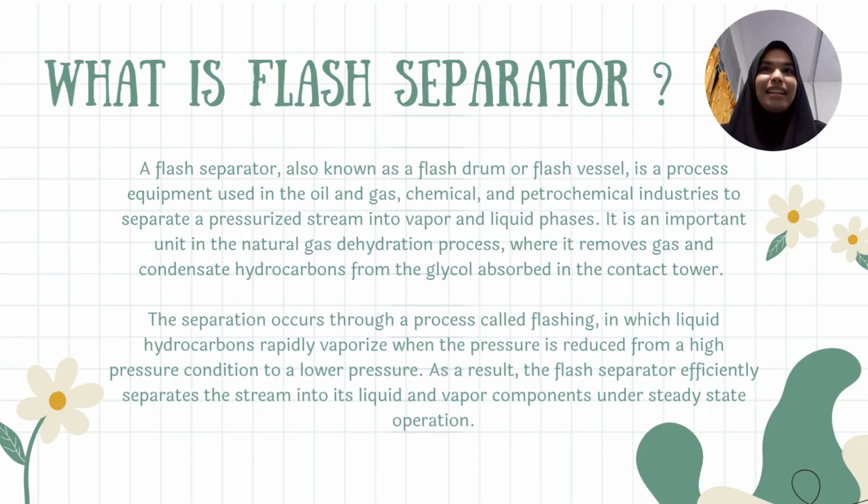What is a flash separator? A flash separator, also known as a flash drum or flash vessel, is process equipment used in the oil and gas, chemical and petrochemical industries to separate a pressurized stream into vapor and liquid phases. It is an important unit in the natural gas dehydration process, where it removes gas and condensed hydrocarbons from the glycol absorbed in the contact tower. Separation occurs through a process called flashing, in which liquid hydrocarbons rapidly vaporize when the pressure is reduced from a high pressure condition to a lower pressure. As a result, the flash separator efficiently separates the stream into its liquid and vapor components under steady state operation.